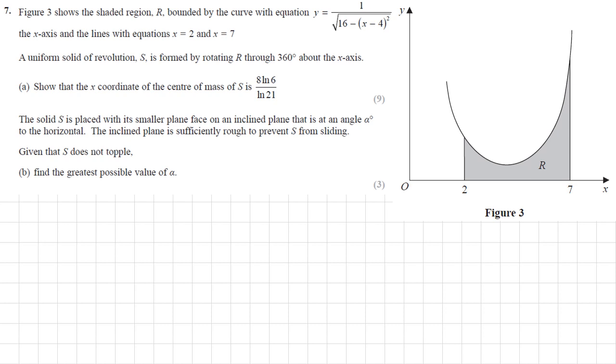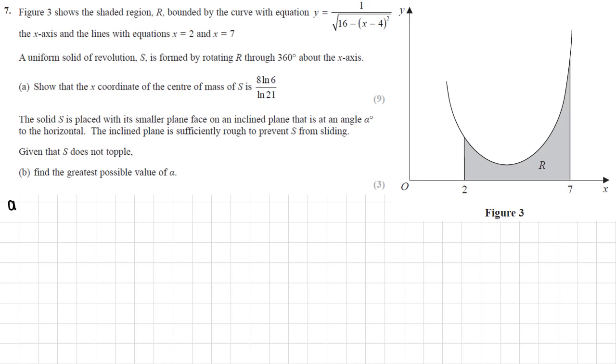Question 7. Figure 3 shows the shaded region R bounded by the curve with equation y is equal to 1 over the square root of 16 minus (x minus 4) all squared, the x-axis and the lines with equations x equals 2 and x equals 7. A uniform solid of revolution S is formed by rotating R through 360 degrees about the x-axis. Part A, show that the x-coordinate of the centre of mass of S is 8 log 6 over log 21.